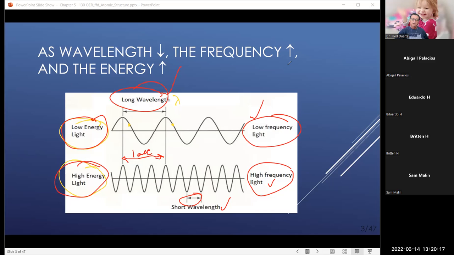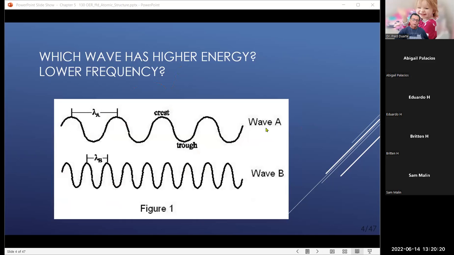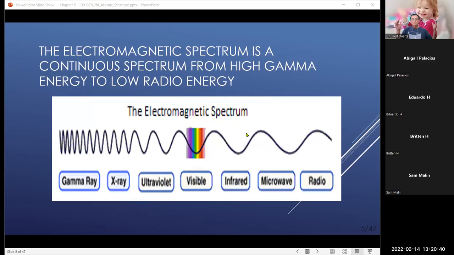All right. Now, we can see here that by looking at the 2 different wavelengths, B has the higher energy, whereas wave A is of lower frequency, okay? Now we have the spectrum, and we call it the electromagnetic spectrum. Some people hear that term electromagnetic spectrum and they think X-rays. Well, that's just part of it. Electromagnetic radiation is basically light, if you will, in different wavelengths.